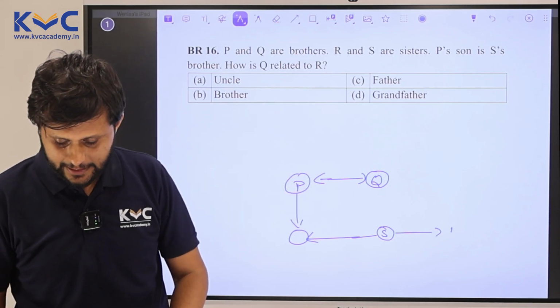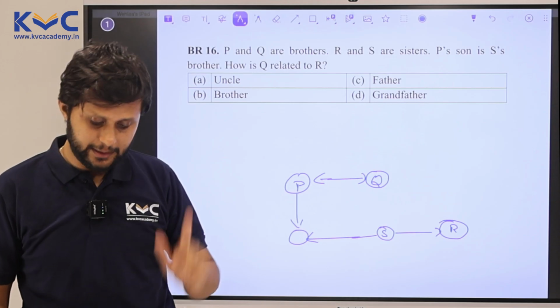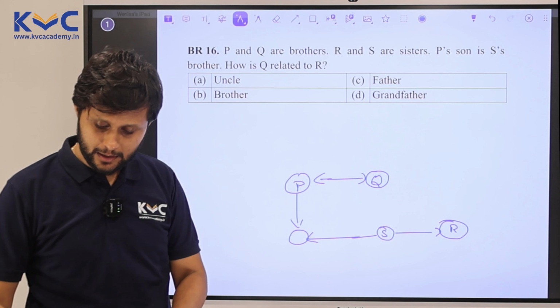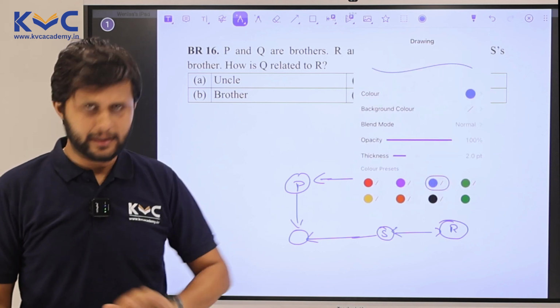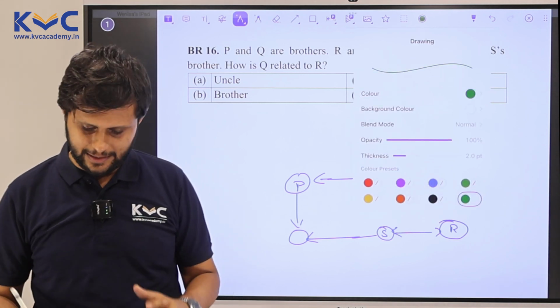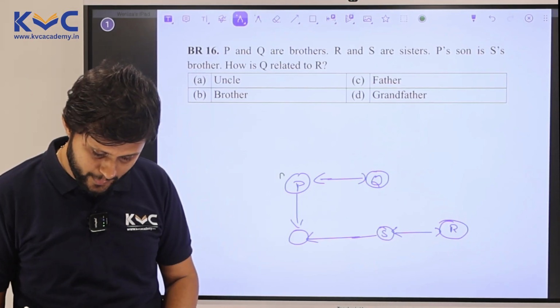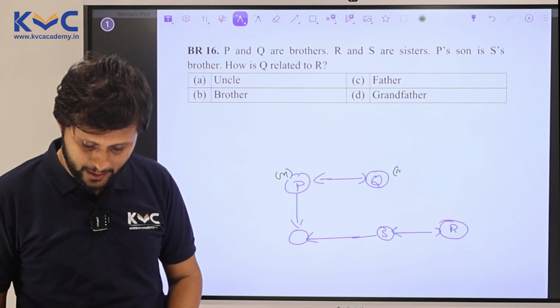I will write this as R. Another person is there. They are sisters. Both are sisters, no? Yes, R and S are sisters. Okay. Since there is some confusion with the things that are given, we'll just associate the gender also for them. P and Q, we have male. We have male, both are brothers.